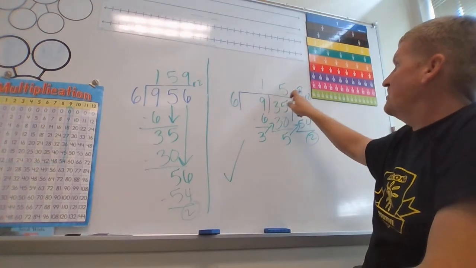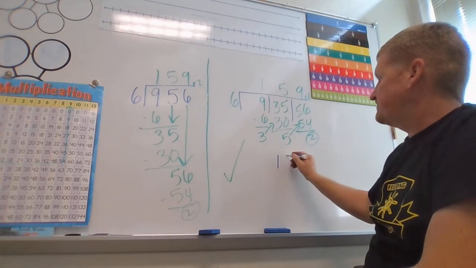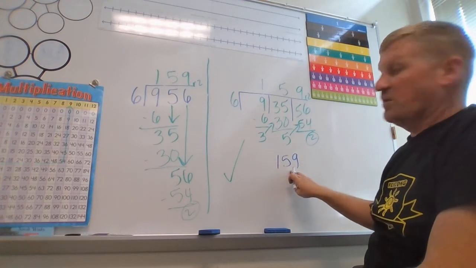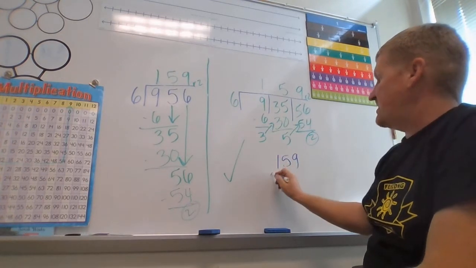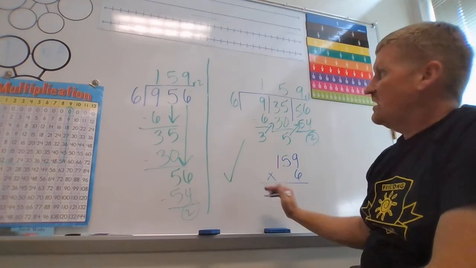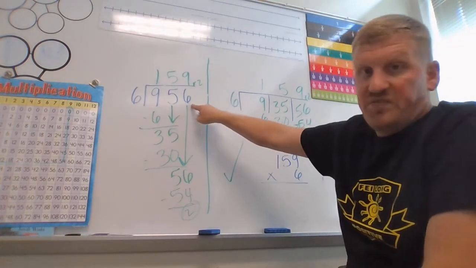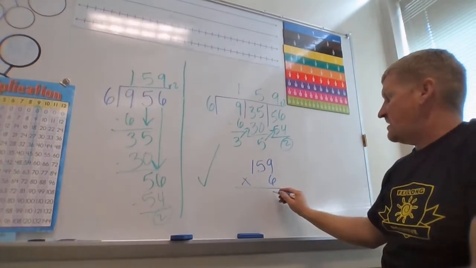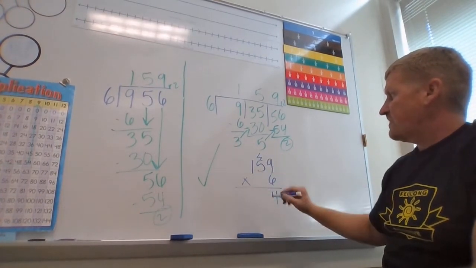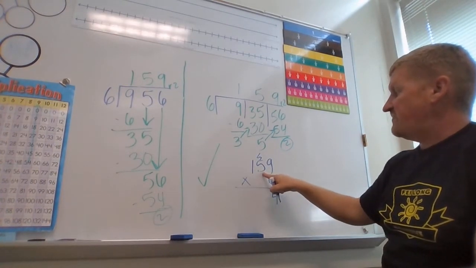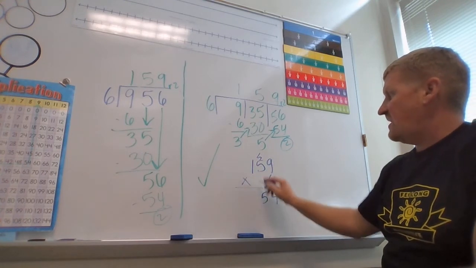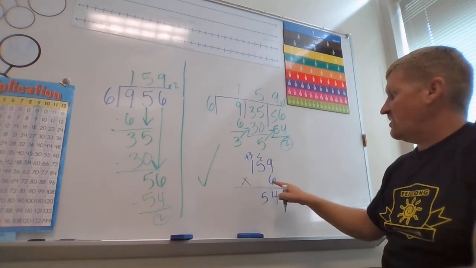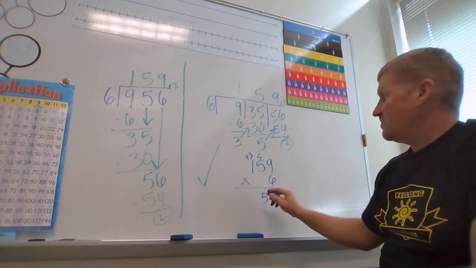So if our quotient was 159, we're going to do 159 times 6 in an effort to get 956. So let's just take a look at that real quick. So 6 times 9 we know is 54. 6 times 5 is 30, plus 5 is 35. Carry my 3. 6 times 1 is 6, plus 3 is 9.